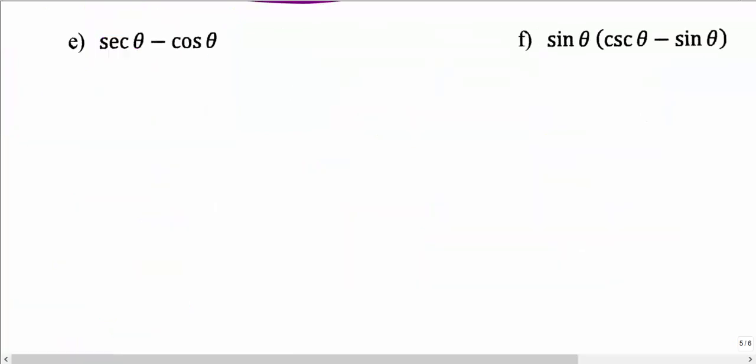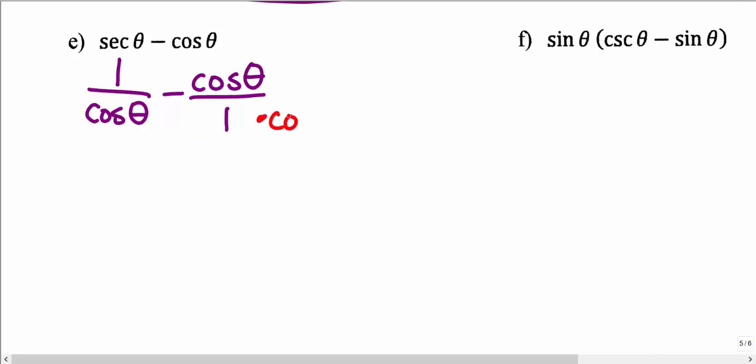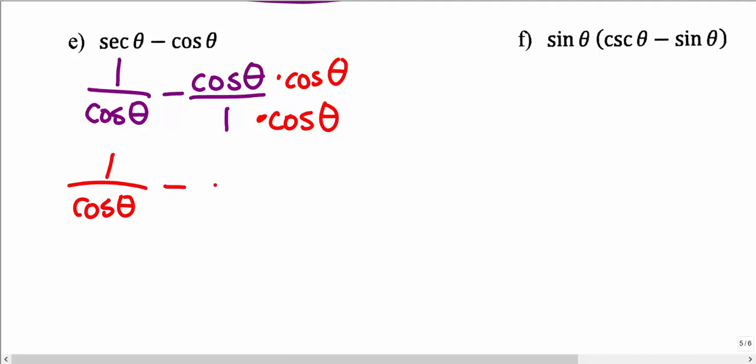Alright, we want to take secant theta minus cosine theta and write it in terms of strictly sine and cosine. Secant theta would be 1 over cosine theta, and cosine theta is already, of course, written as cosine theta. And we don't want to have any fractions. We talked about earlier giving them the same denominator. So if I were to subtract these two fractions, the LCD would be cosine theta. So I'm going to multiply top and bottom by cosine theta. So that gives 1 over cosine theta minus cosine squared theta divided by cosine theta.